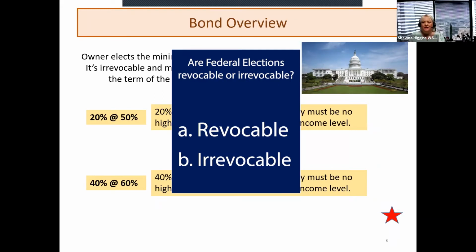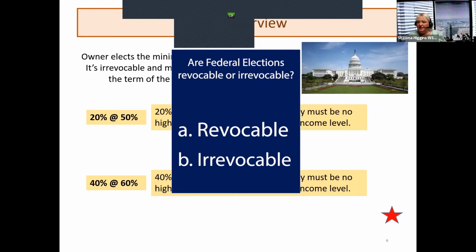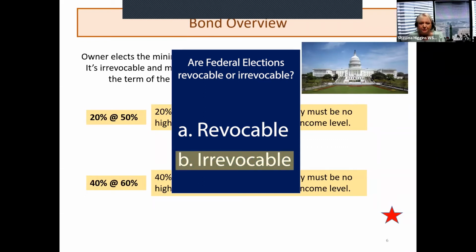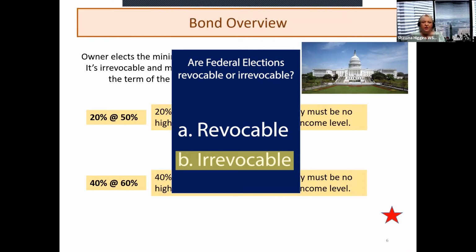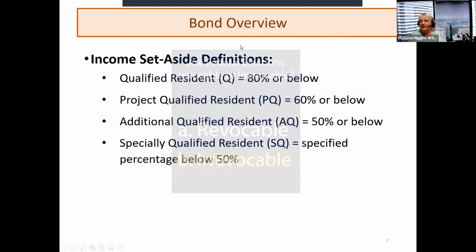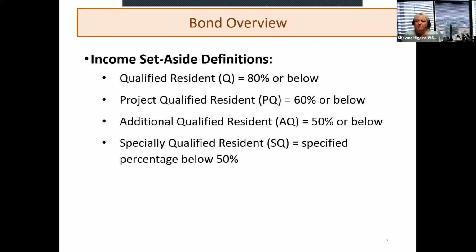All right, so federal elections, are they revocable or are they irrevocable? It looks like the majority of the people have answered correctly. It's irrevocable. So once they choose an election, that election is with this property for the term of the qualified project period. All right, so for the bond, there's income set-aside definitions.